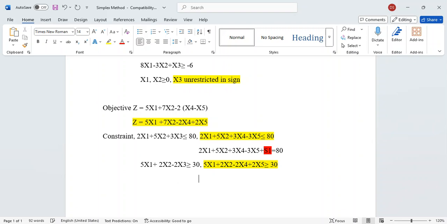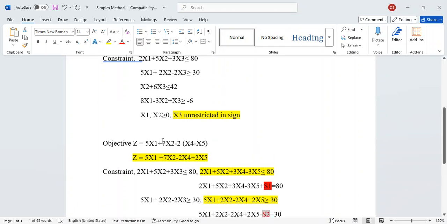How can you balance it? 5x1 plus 2x2 minus 2x4 plus 2x5, but the left hand side is larger than the right hand side, so we subtract x2 to make it equal to 30. Then I will discuss the meaning of x2. Okay, then you go for the third constraint.